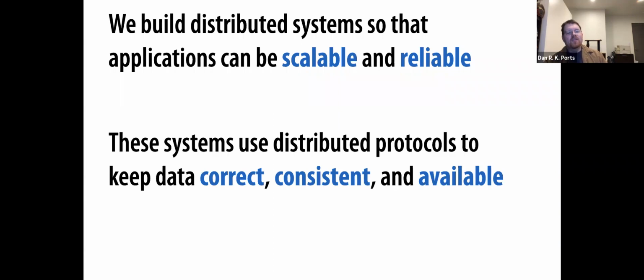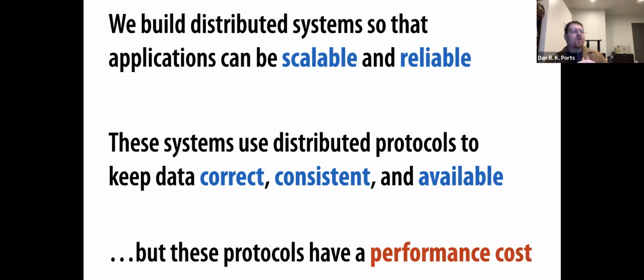So in order to build these systems, we use distributed protocols that keep data correct, consistent, and available. But there's a performance cost to all of these things. We've known for a long time that any distributed system we build isn't going to be as fast as an ideal single node computer if we could build one that happened to be large enough. Because there's just a cost to communication, there's a cost to replication to keep things available, and so on and so forth.